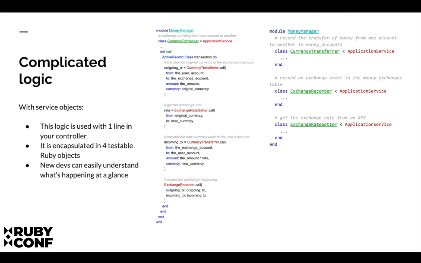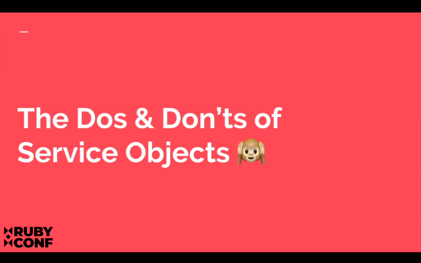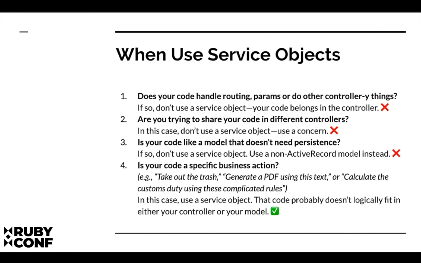So what's next? Let's discuss the things that you can do, that you should do, and the things you shouldn't do when it comes to using service objects. So let's first discuss when you should use service objects. The first question is, does your code handle routing, parameters, or other things that controllers usually do? If it's something like that, you shouldn't use a service object. That code just belongs in your router. There's no need to chunk that off. Service objects are generally for things like handling business logic.